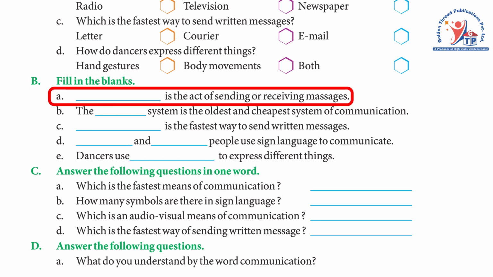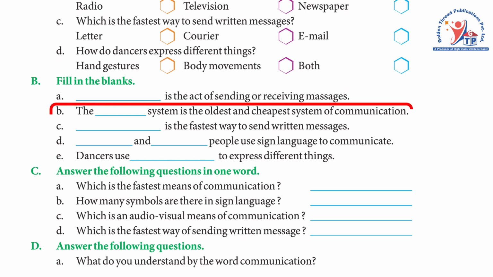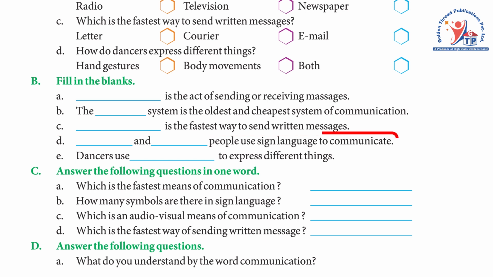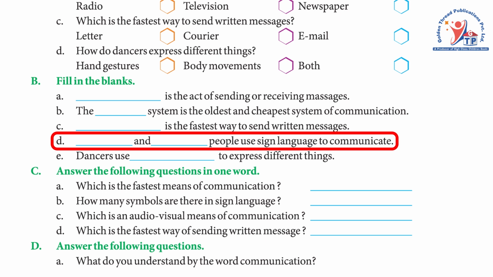A. Dash is the act of sending or receiving messages. Answer: communication. B. The dash system is the oldest and cheapest system of communication. Answer: postal. C. Dash is the fastest way to send written messages. Answer: email.